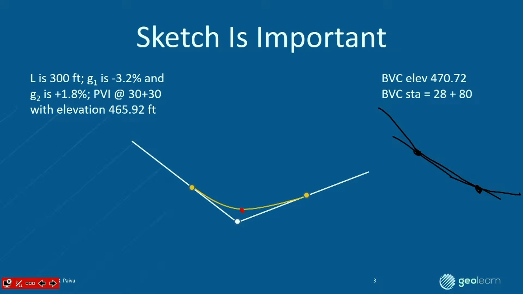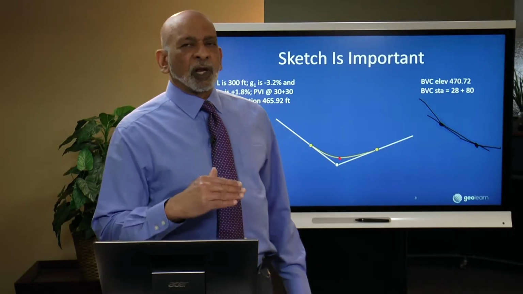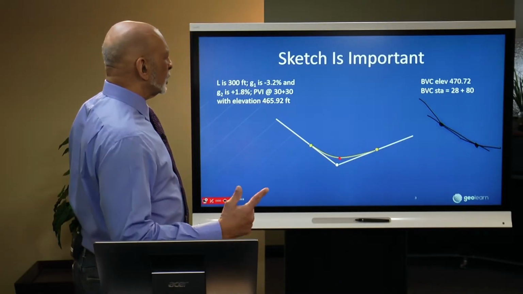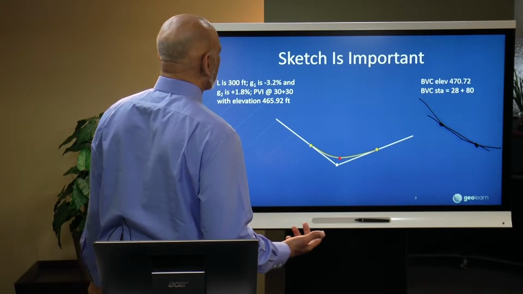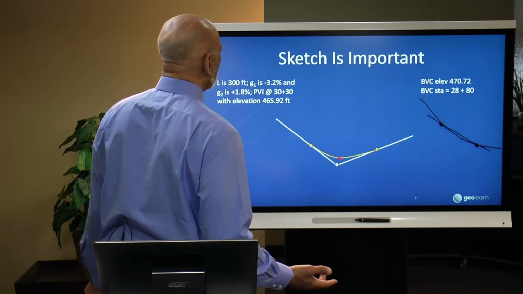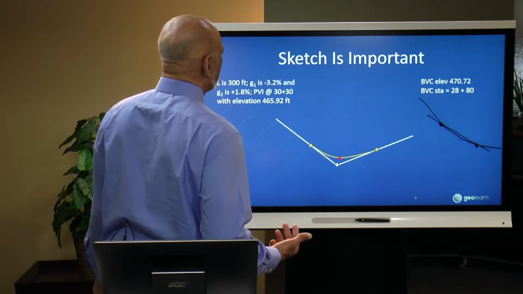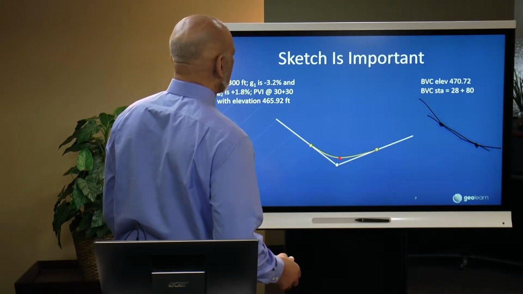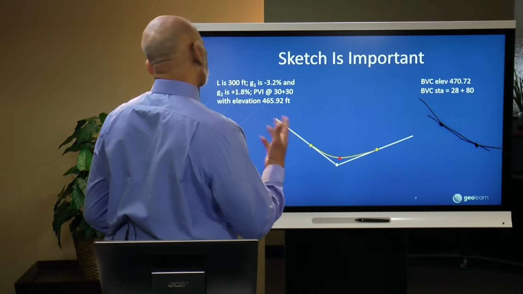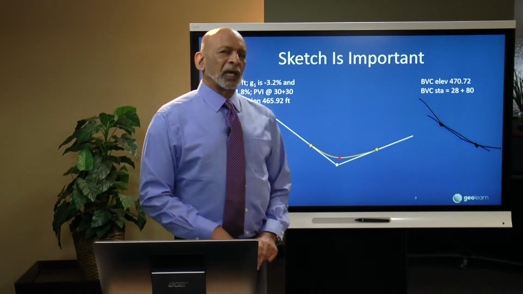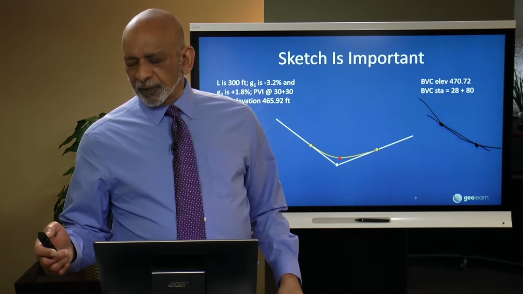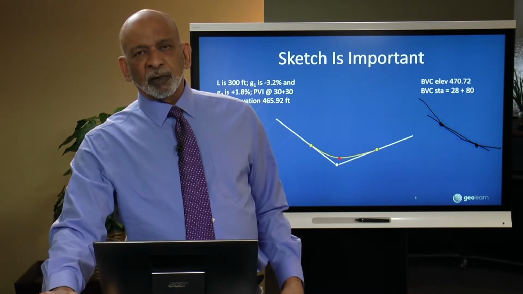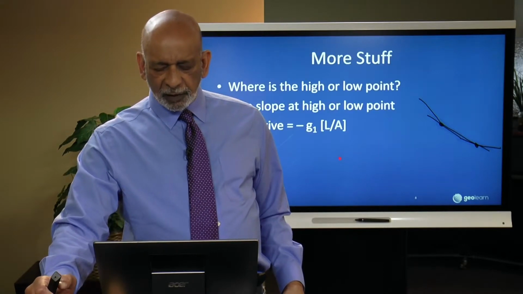So high or low point where we have a G1 and a G2 that are the same sign does not mean anything. So you have to have opposing signs so that you can have a low point in this case, because we have a minus G1 and a plus G2, or the other way, you would have a high point, a plus G1 and a minus G2. So I just wanted to make sure that you're aware of that, and it's a good idea to actually inspect it by drawing a rough sketch that's at least accurate in terms of positive and negative grades.